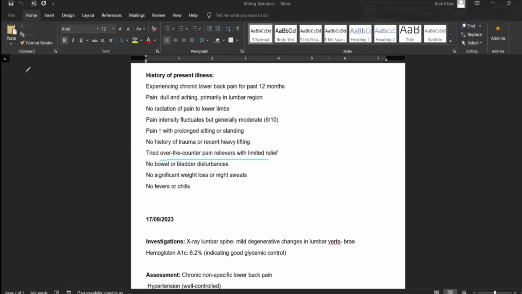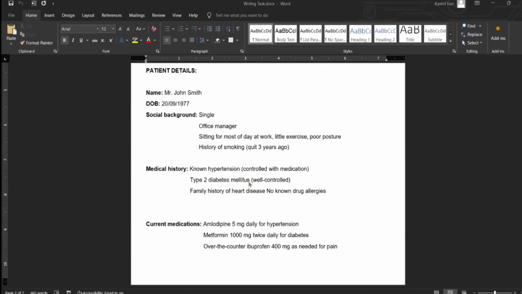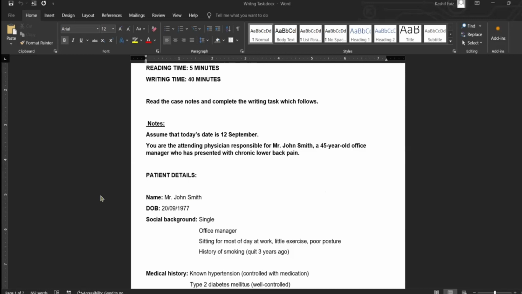Okay. Now, let's see what is mentioned, 17/9/2023. What was the date? Anybody can tell me what I read at the start of the letter? It's okay if you do not remember. See, it was written, today's date is 12th of September.